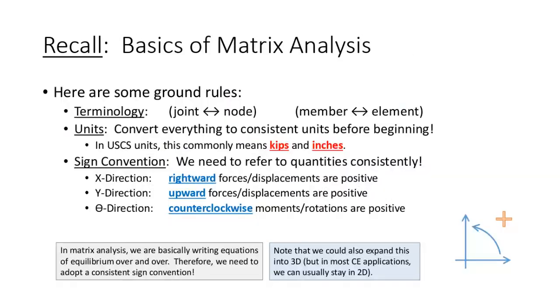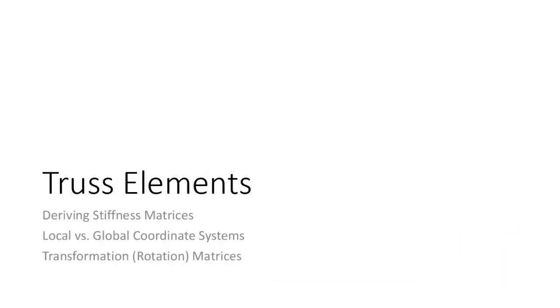And then the other thing I want you to keep in mind is, again, the ground rules, the consistency on your sign convention. X direction rightward is positive, Y direction upward is positive. Is everybody okay with that? Everybody good? Because this is important.